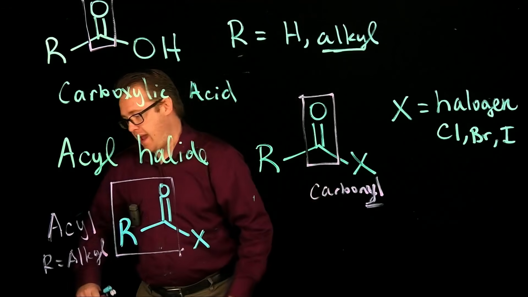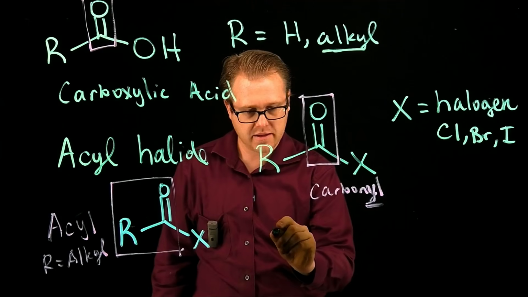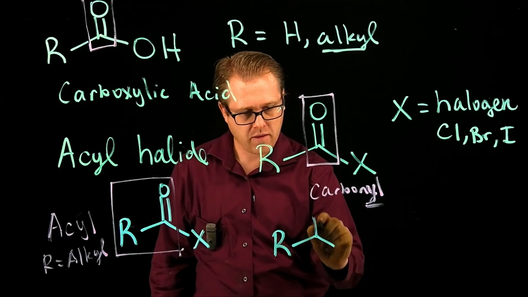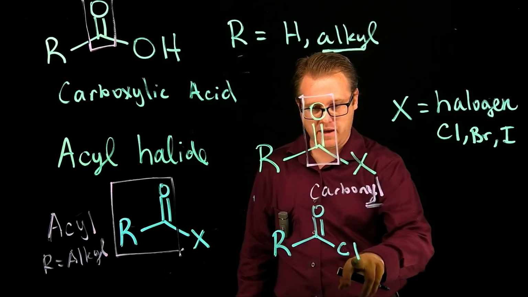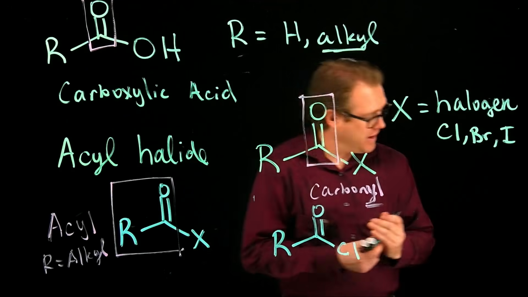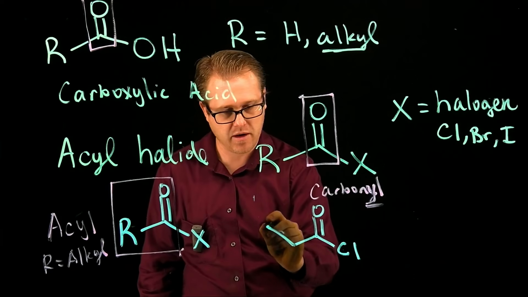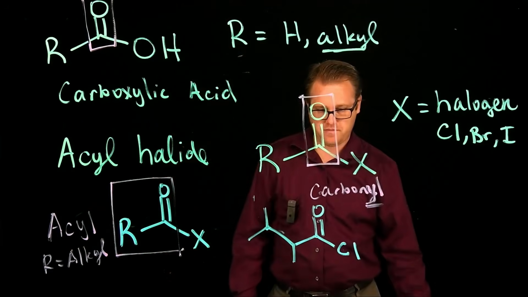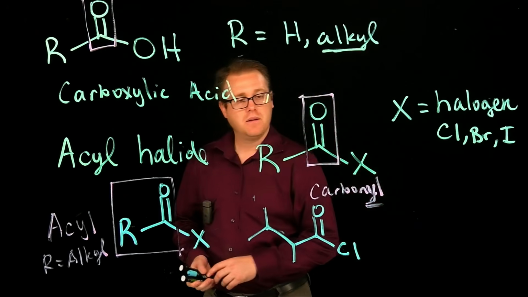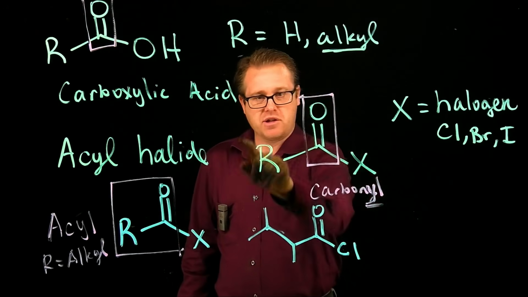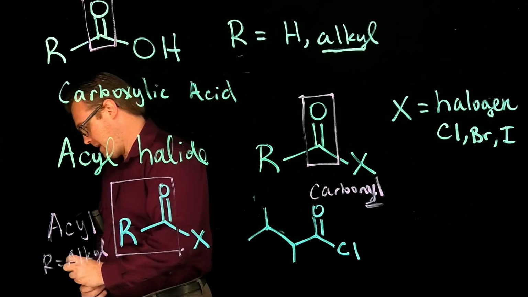So we can have an acyl chloride. If I say an acyl chloride looks like this, we would replace the X with one of the halogens, the chlorine. And then you could say, hey, what is that R group? Well, the R group could be anything, alkyl, right? We could tack on some carbons here, just anything. So that would be an acyl chloride. But generally speaking, this structure right here is called an acyl halide.